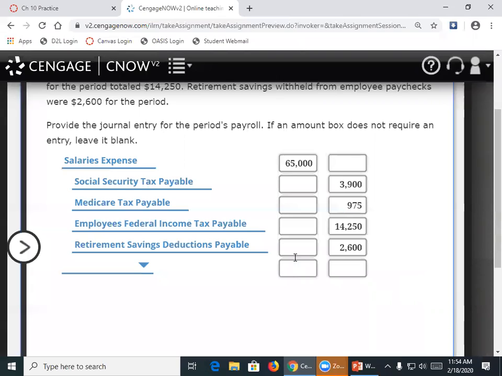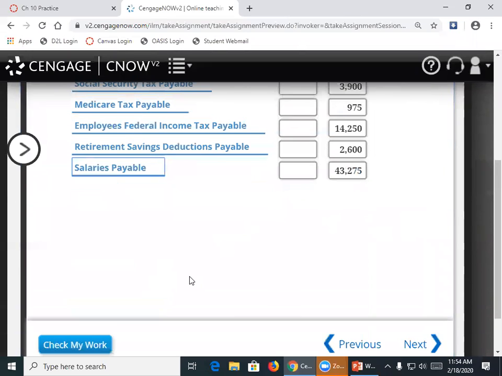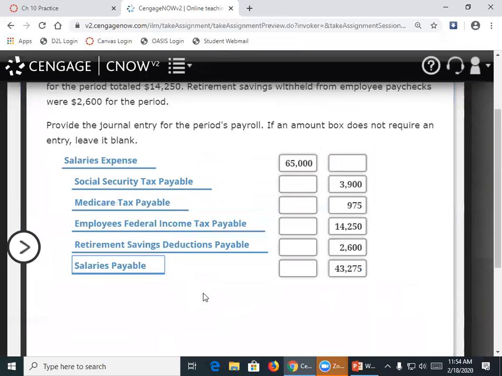Very good. $43,275. And that's going to be a credit to salaries payable. Okay. So we took our gross pay minus all of our deductions to get salaries payable credit $43,275.